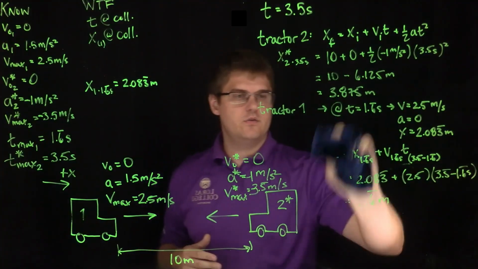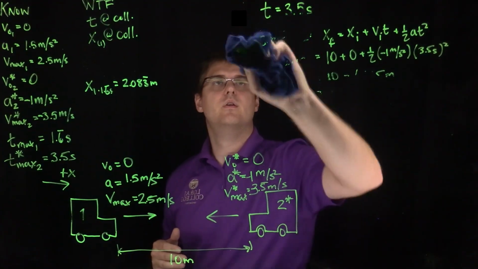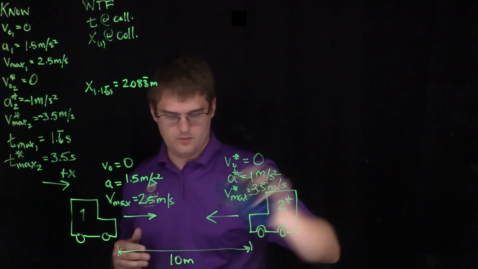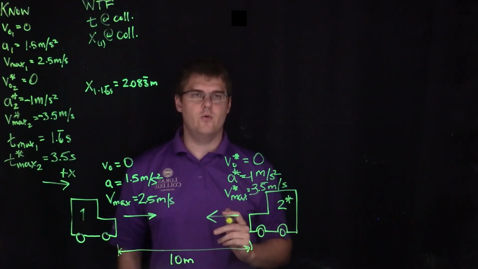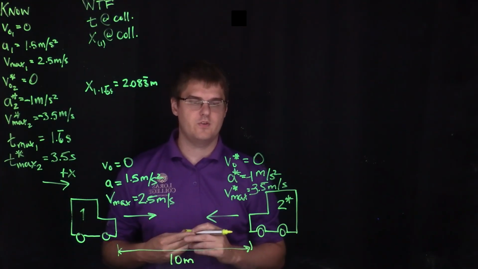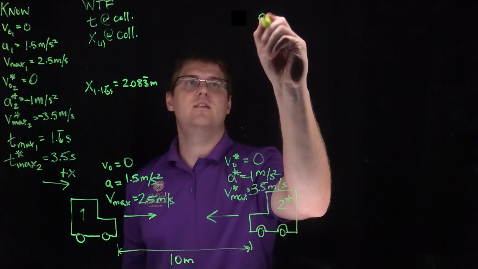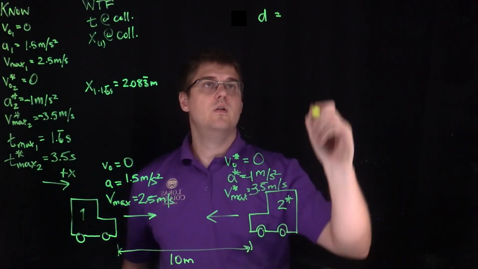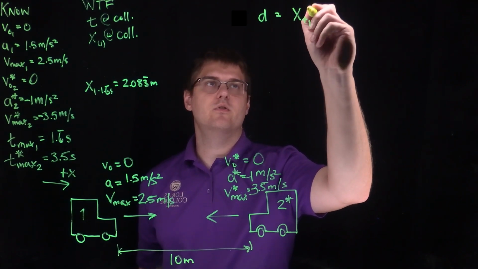I think I'm just going to erase all of this. This is a complex problem meant for you guys to have to think through a little bit. Okay, so let's think about how we can describe this picture now that we know approximately where it's going to be happening and what's going to be happening at that time. I can say that the distance between these two pieces is going to be equal to the distance that tractor 1 has traveled.